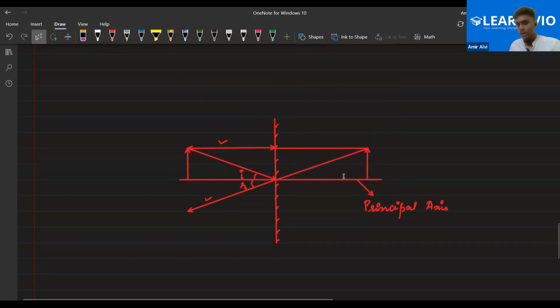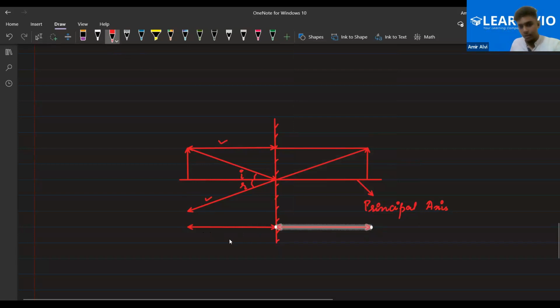You can see this thing. Size of the image is exactly the same as the object. Yes or no? Yes. Right? And if you ignore a little bit of asymmetry, you will see that this distance and this distance are equal. I'm drawing roughly by hand, so there is no scale with me. If you ignore that, I will tell you that this distance and this distance are equal.